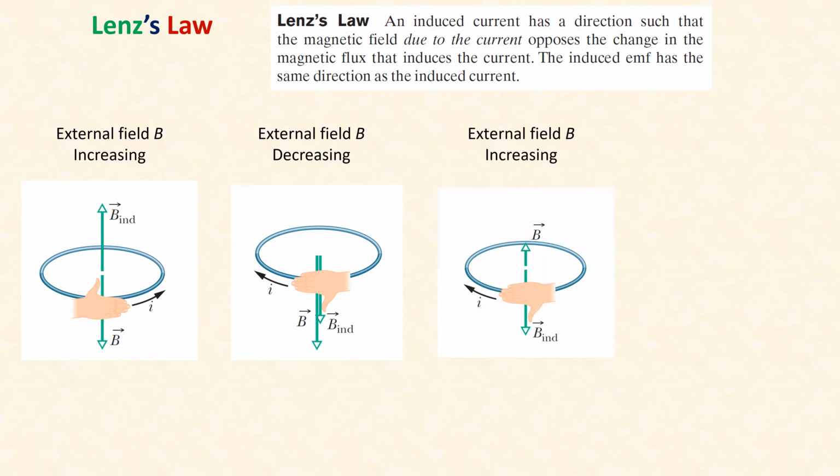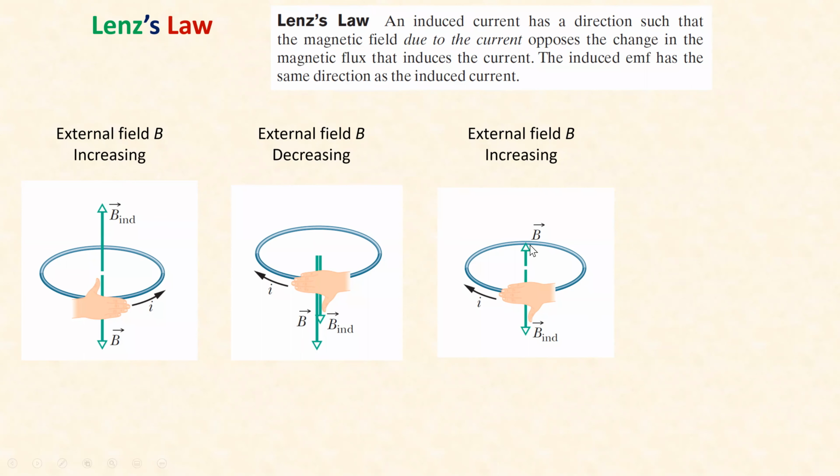And then in this case, you have the external field increasing, but it is upward. The external field is upward, increasing. If it is increasing, the induced current creates a magnetic field to oppose that, oppose the increasing magnetic field. So again, B induced will be opposing that, so it is downward. And then you put your thumb in the downward direction, and your four fingers show the direction of the induced current in the loop.